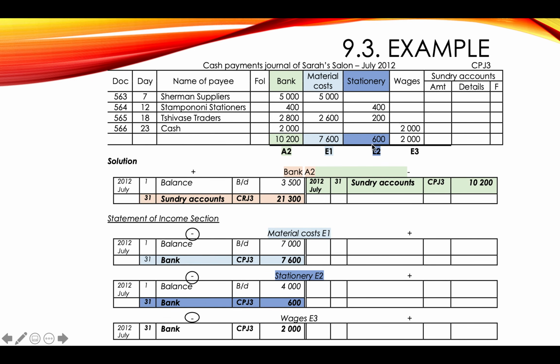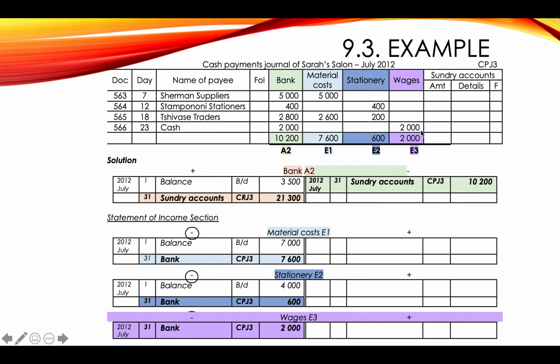Stationery, 600 Rand needs to be posted. You can see both of those amounts are hiding in bank. So 600 Rand in the amount column. The details will be bank on the 31st, folio reference CPJ3. And remember to then take that E2 and put it next to your total over here so that you can see you've done it. The last one is your wages, 2,000.